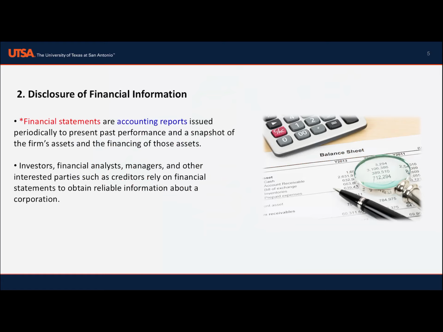Financial statements are accounting reports issued periodically to present past performance and a snapshot of the firm's assets and the financing of those assets. Investors, financial analysts, managers, and other interested parties such as creditors rely on financial statements to obtain reliable information about the corporation.